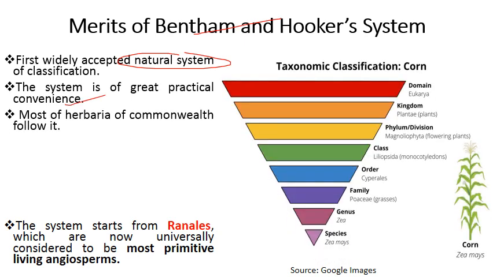This is the hierarchy in taxonomical classification. So firstly, it includes the highest rank, that is domain, followed by kingdom, then phylum or division. In plants we use the word division, then class, then order, family, genus and species. So this is the classification of corn, maize. Domain is Eukarya, kingdom is Plantae, division is Magnoliophyta, flowering plants, class is Liliopsida, order is Cyperales, family is Poaceae, that is the grass family, then genus is Zea, and species is mays. So most of the world, mostly Commonwealth nations, follow this classification.